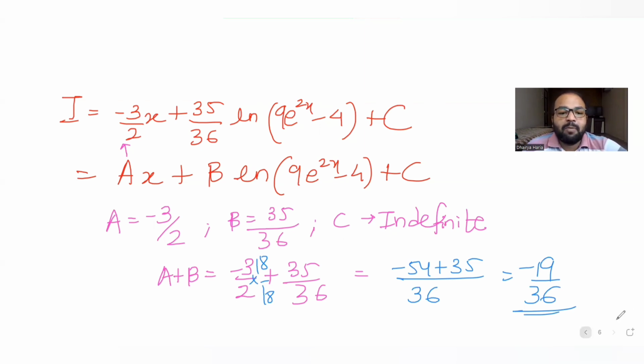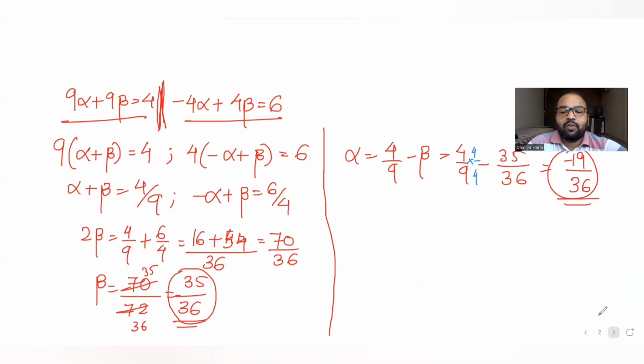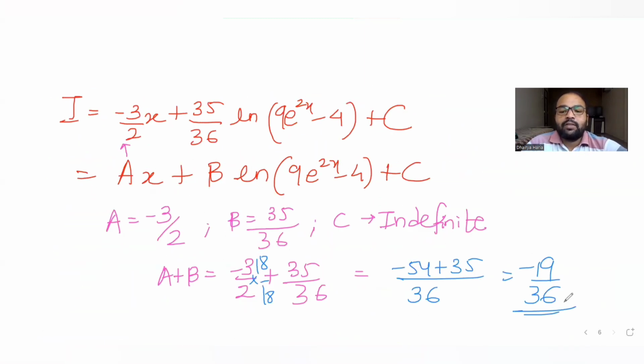Now let's try to find out which of the options are correct. A is minus 3 by 2. B is 35 by 36. So if you see the options here, the first option is not correct because here a is given as 3 by 2, and we got minus 3 by 2. B is correct because it's 35 by 36. Also c, we already know it is indefinite. It can hold multiple values. a plus b is minus 19 by 36. We also got that. So the correct answers for the question which was given to us are the options B, C, D. So there are three correct answers for this question, that are B, C, and D.